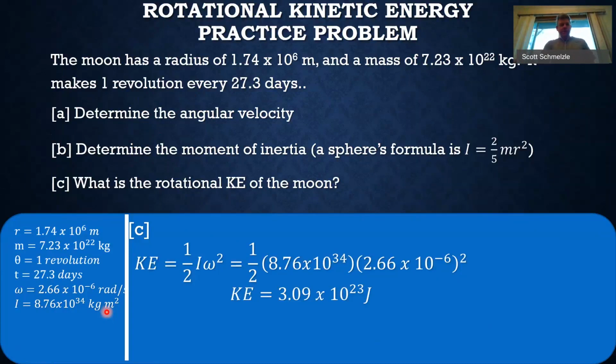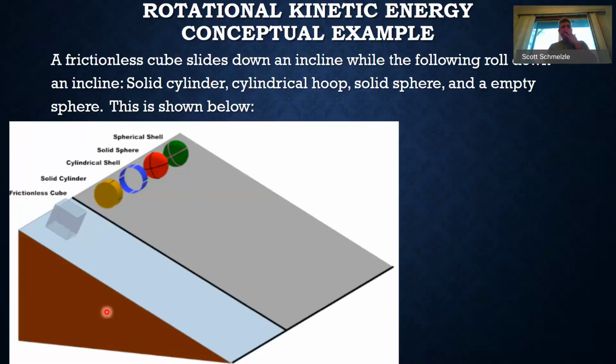Then under the concepts. All right, so here we go. We got a frictionless cube that slides down an incline. Well, the following roll down an incline: a solid cylinder, a shell of a cylinder, basically a hoop, a solid sphere, and then a spherical shell. So think of an empty sphere.